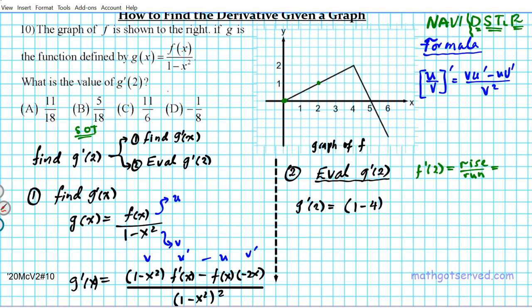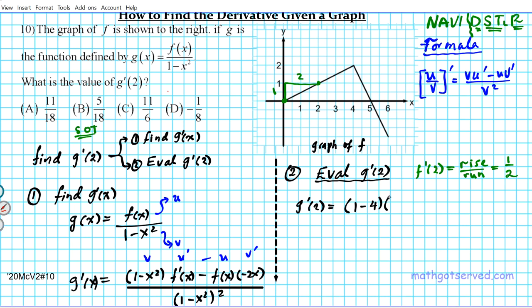So we can start from 0, 0. You rise 1, run 2. Rise 1, run 2. What's your slope going to be? Your slope is going to be 1 over 2. Okay, so that's how you find your derivative graphically.